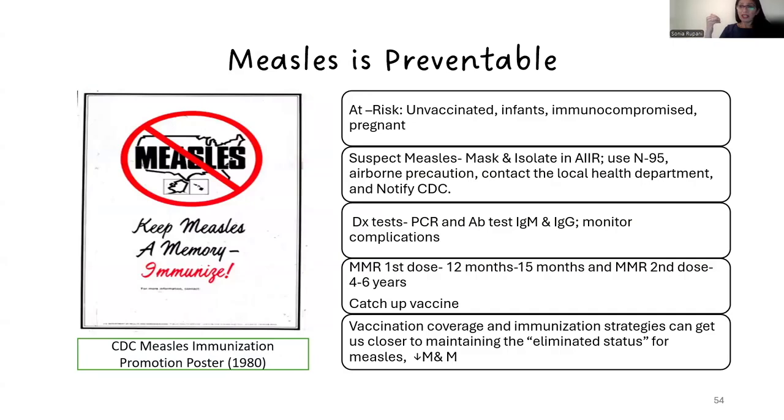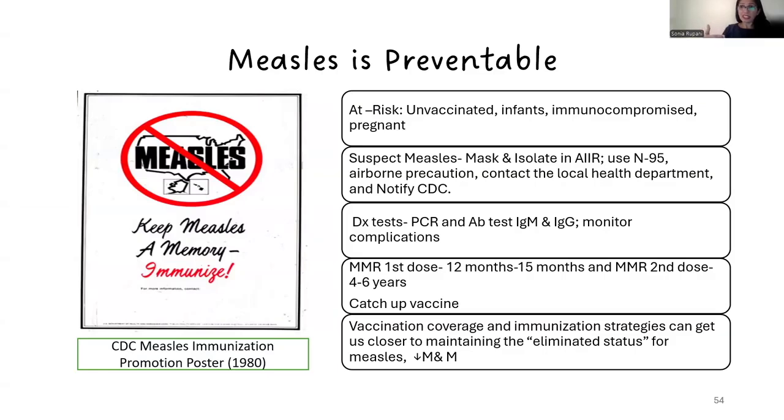We need to know our patients who are at risk: those who are unvaccinated, individuals of any age group, infants, because they've not received their vaccine. Their first vaccine is going to be at 12 months. Immunocompromised individuals and pregnant women, all of these are at risk.